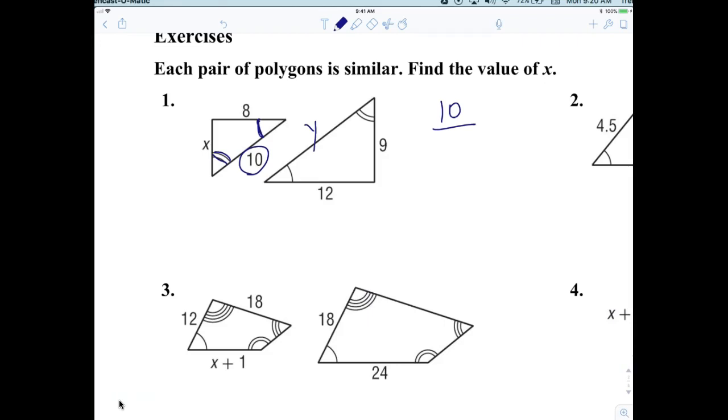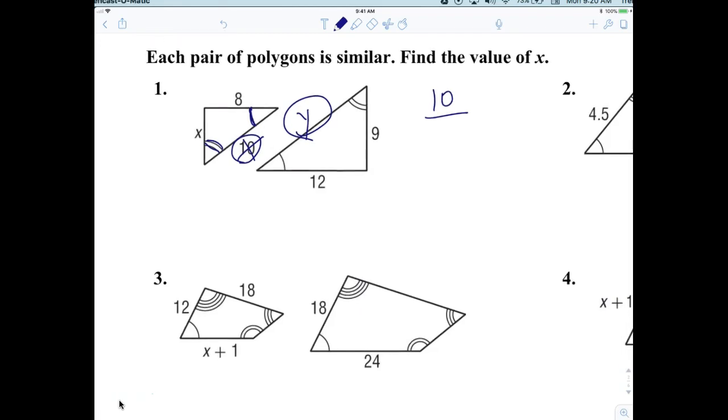Right, so the 10 is there to kind of throw you off a little bit. 10 corresponds to this, which is not helpful because we don't know what that is. So now 8, watch, 8 corresponds to 12. So 8 over 12, and then 9 over x. And then x over 9. Everybody with me on this? Anybody have any questions with that?